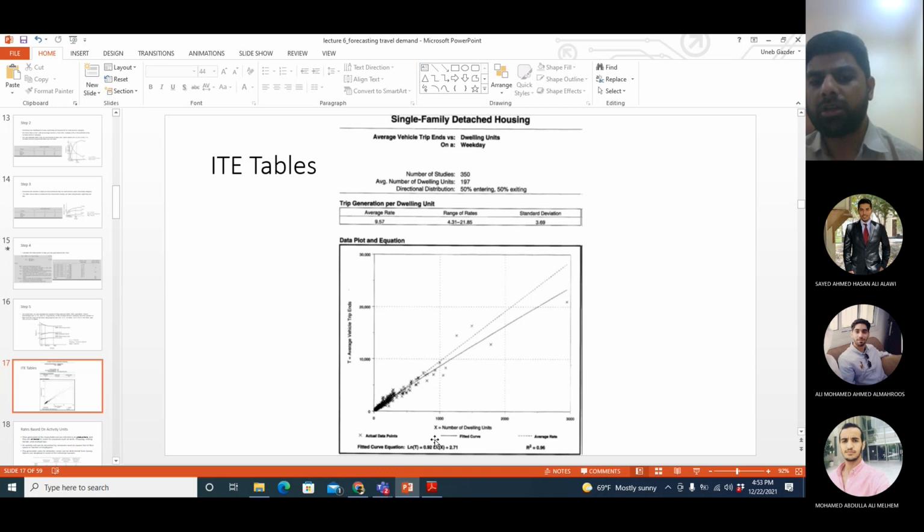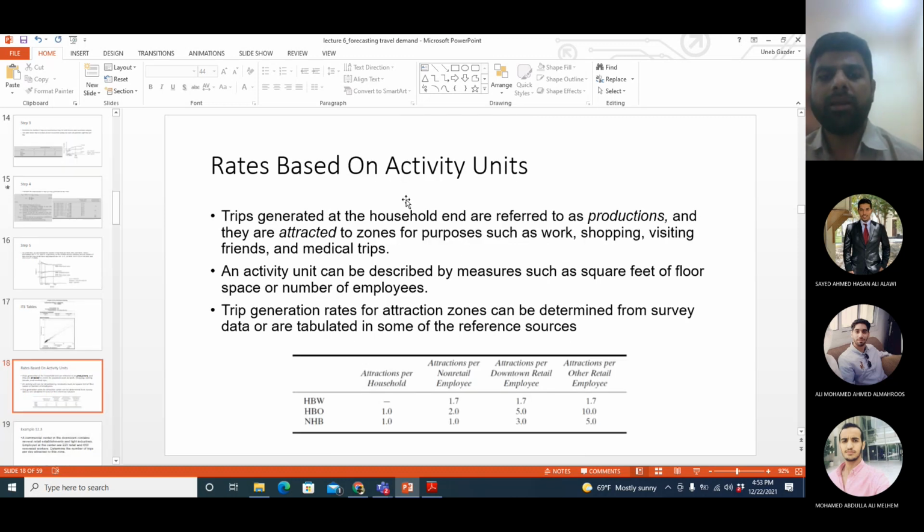If the equation is not given, you can simply use the average, multiply by the number of units in your area, and you will get the total number of trips. But as I said earlier, this is to be applied when you don't have your own data, or you are working in USA itself, the country from which this data is coming. Otherwise, I've already shown you the procedure you should be following. This is one way of calculating the number of trips generated from each area.